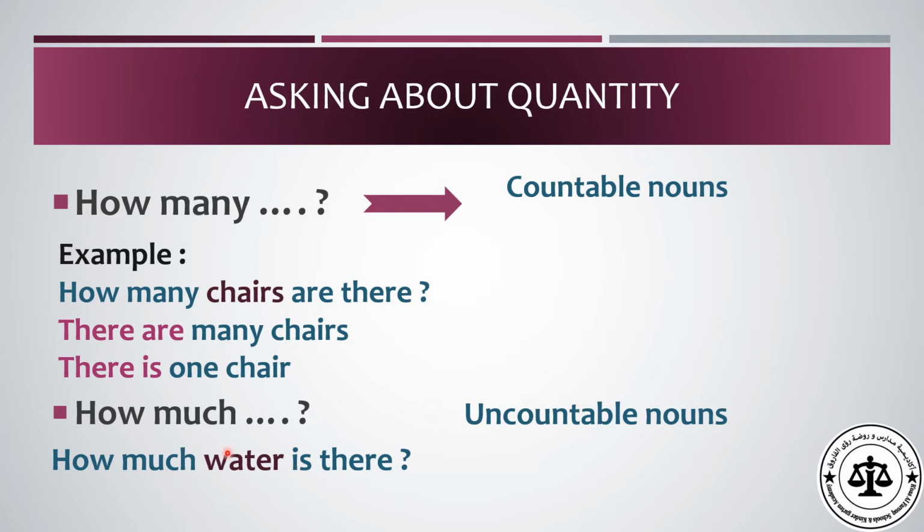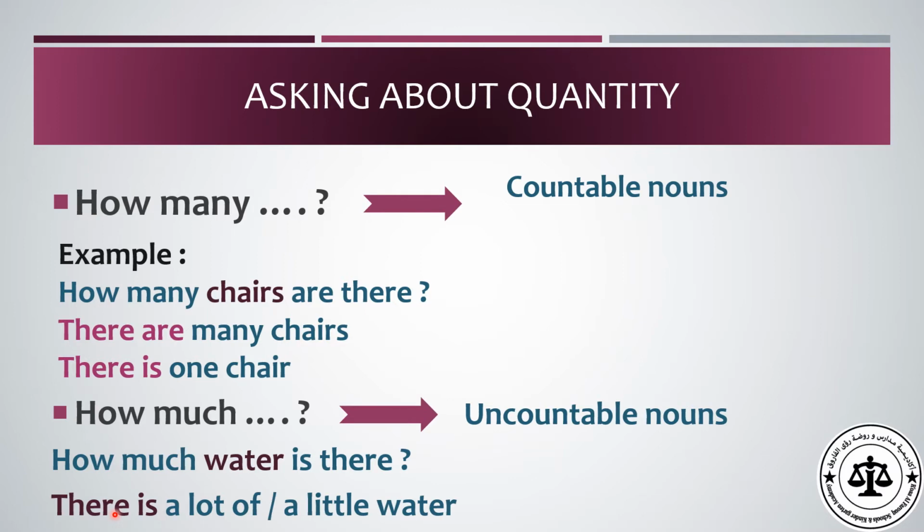Uncountable nouns, Miss, are always treated as singular, so there is only one form: there is. Water is a singular noun. It is an uncountable noun, so we use how much. How much water is there? The answer is: there is a lot of or a little water. Or we can say there is much water if we want to express the large amount of water we have.